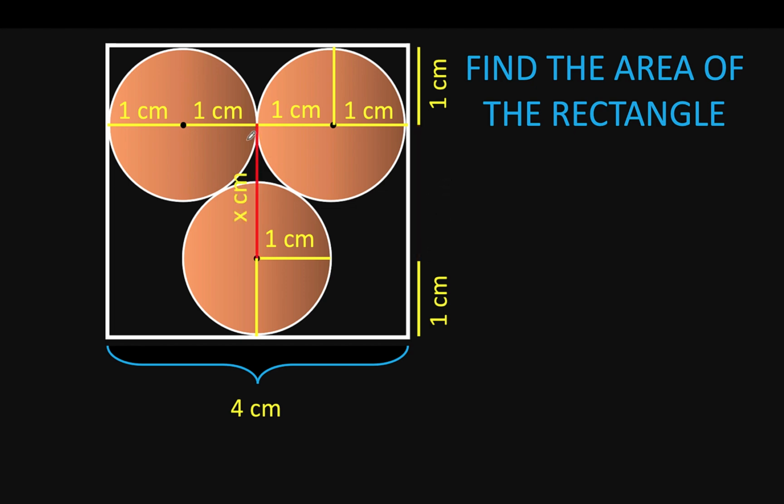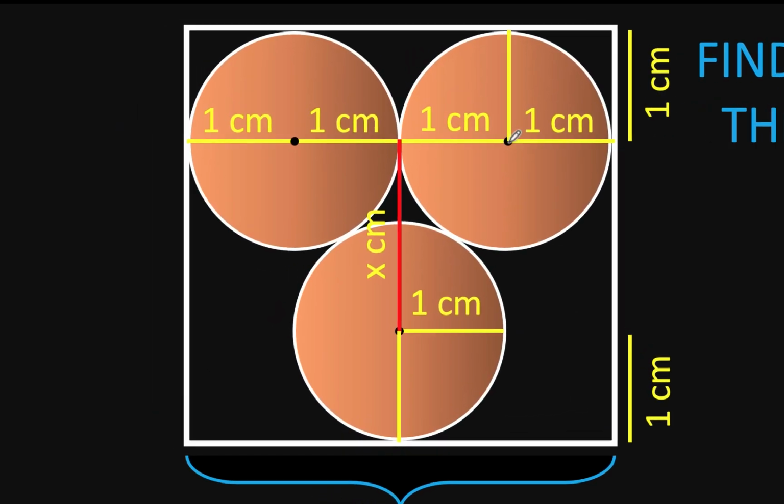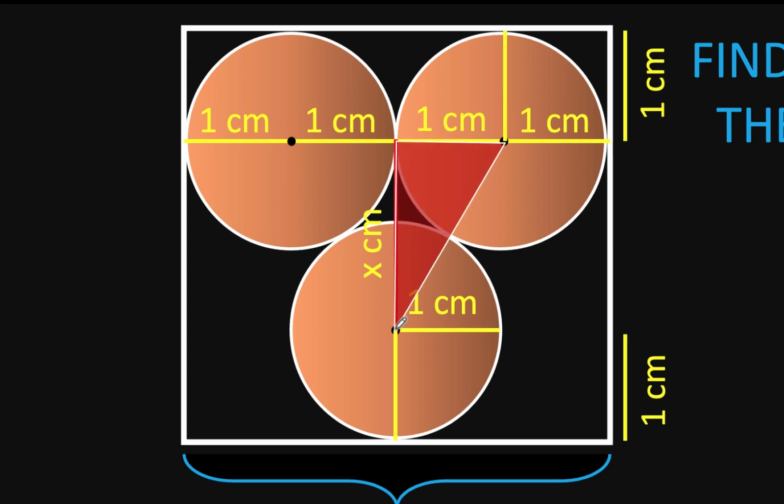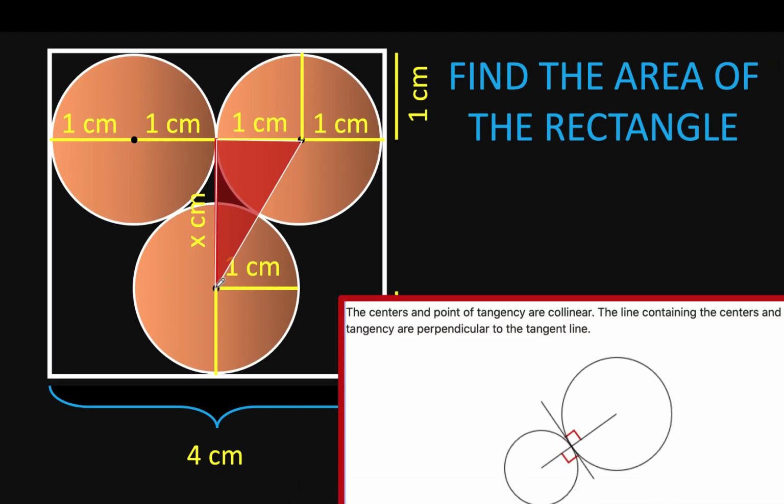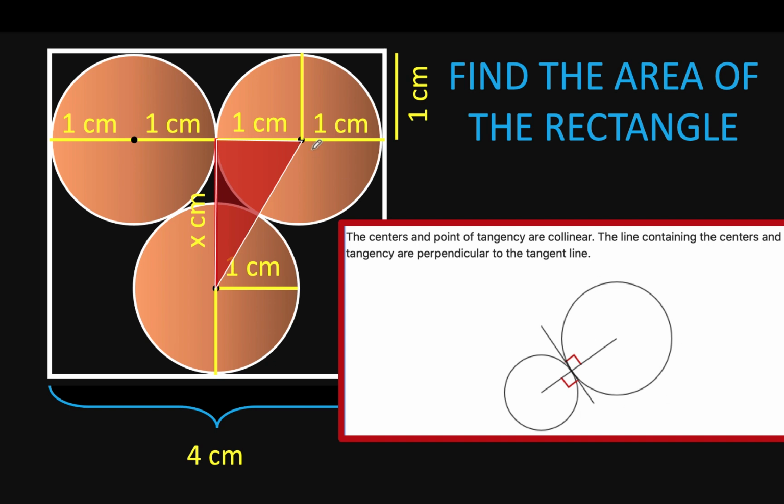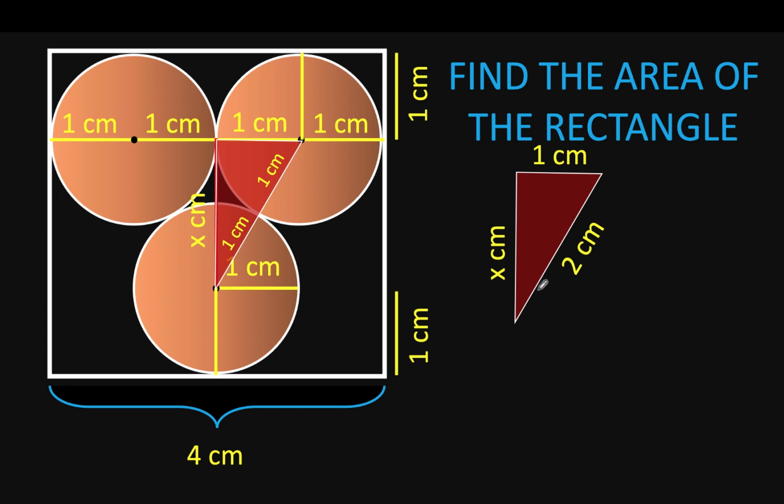Let's transfer that here. Now let's connect this center and this other center of the two circles, and let's form this right triangle. What do we know about this right triangle? Again, using the same concept, if we connect the two centers of these tangent circles, the point of tangency and the two centers are collinear, and this part here is one of the radii, this part here is also a radius, and so we can now form this red right triangle with a hypotenuse of 2 centimeters and one of the legs measuring 1 centimeter.